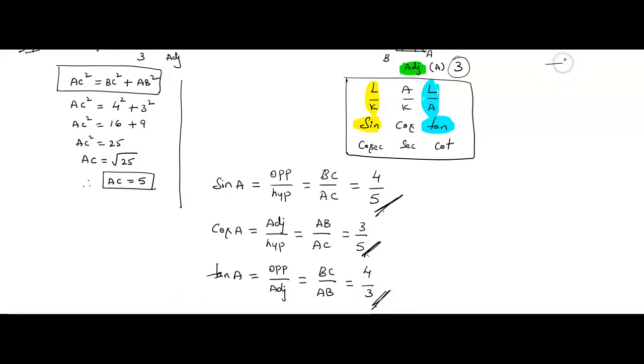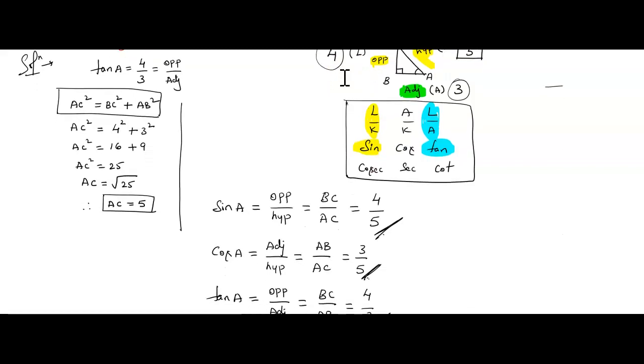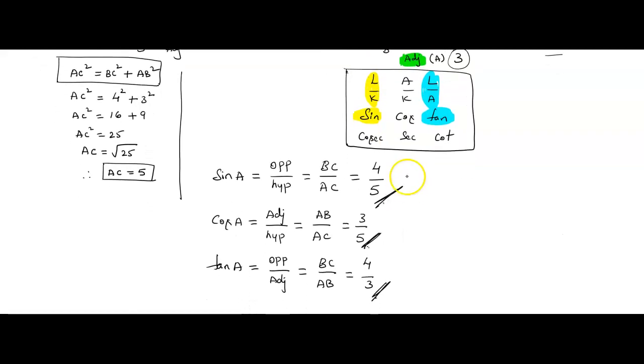Understood, children? So opposite is BC and adjacent is AB. AB is 3 and BC is 4. We have got the value of tan A. And then what we have to find? He is asking to find all the other trigonometric ratios. Already we have got tan, right? No need to find tan, except tan we have to find the rest, all 5.